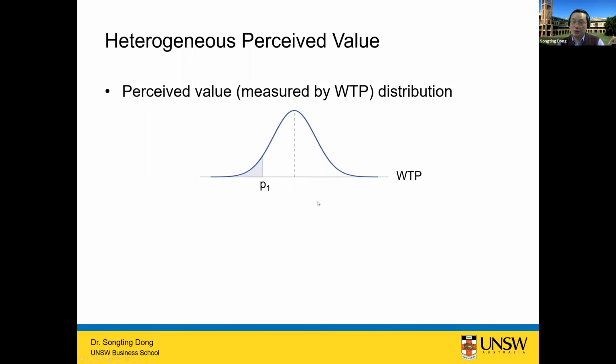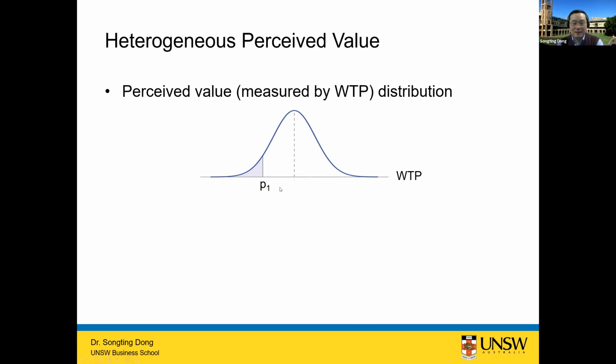I have a willingness to pay over here. You have a willingness to pay over here. When we pool everyone in the market together, we have a distribution. Here, willingness to pay goes from a lower number to a high number, and at each number, we have a certain amount of people to form the distribution. So here's a normal distribution, right? You can see most people would like to pay a price around here for this product.